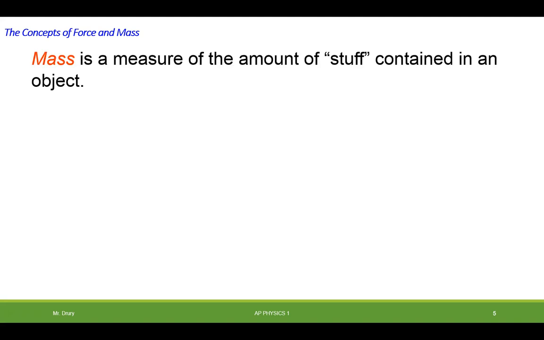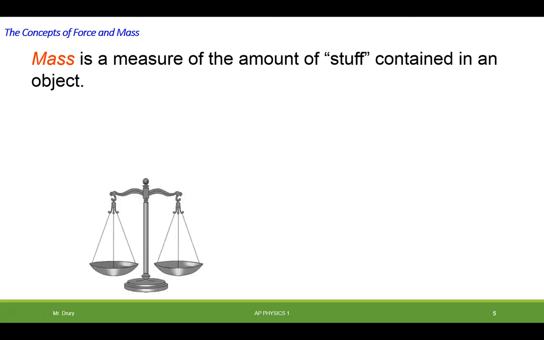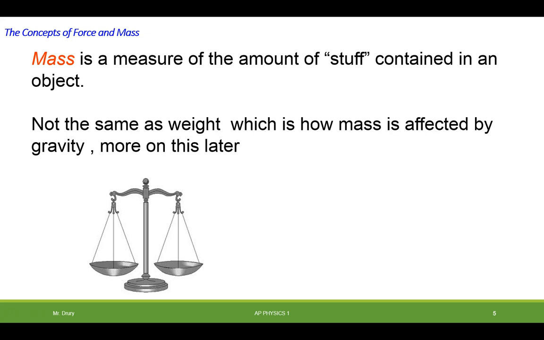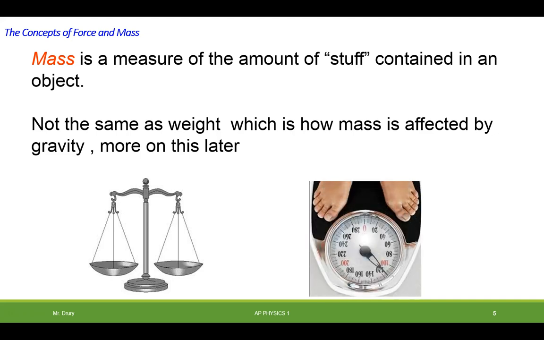All right. Mass is a measure of the amount of stuff contained in an object. You can measure mass or compare mass on a platform scale such as the one shown. Well, weight is how this mass is affected by gravity. And we'll talk more about this later. This is like standing on a scale that is measuring weight while the balance measures mass.